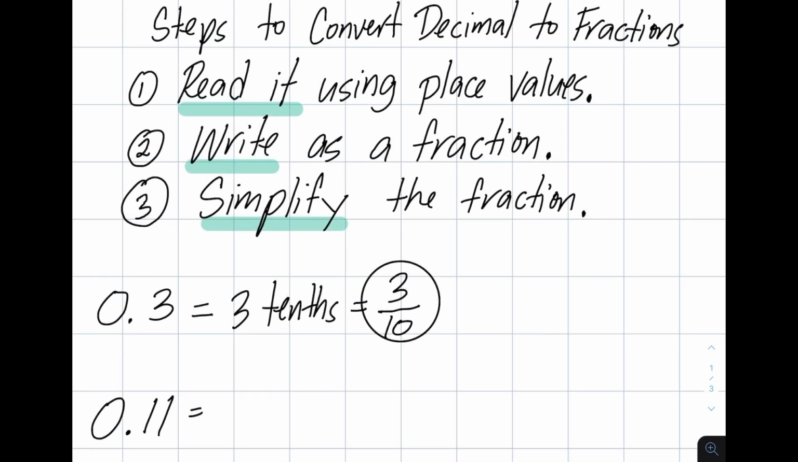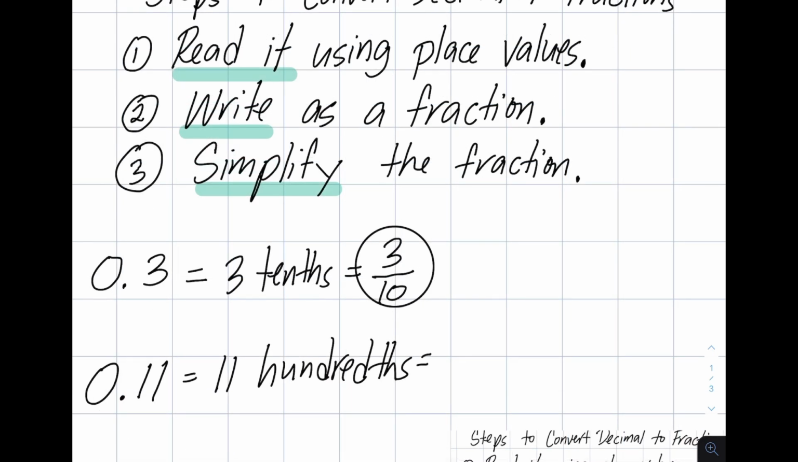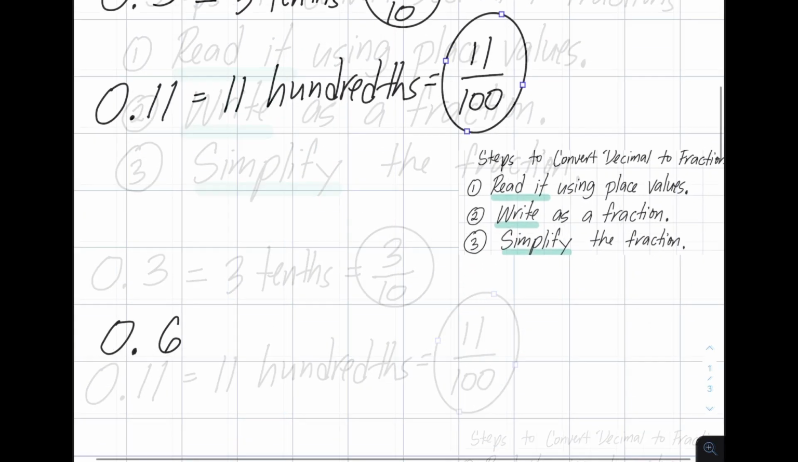Okay, for the next decimal, you have 0.11. If you notice, there are two place values there. You have 1 and 1. So this one is read as 11 hundredths. If you write down 11 hundredths, that will be already in simplest form.